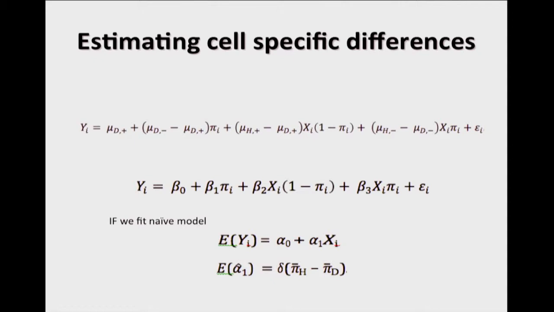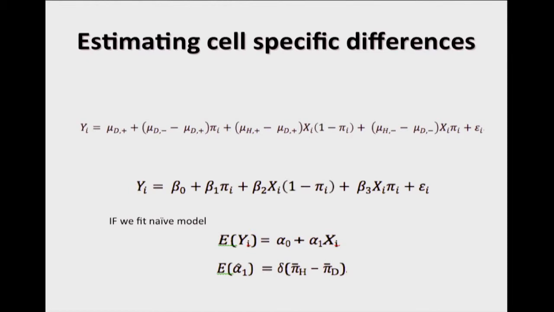What had been proposed before was to take the cell composition estimates of the two possible cell types and include them as covariates in a regression model.